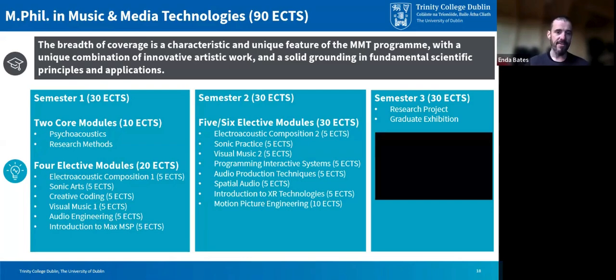In semester 2, students have an entirely elective selection of modules, which will generally be 6 electives unless they take motion picture engineering, in which case it will be 5, because that module is worth 10 ECTS. And again, there's a very broad range of modules here, some of which are a continuation of the modules in semester 1. But we also bring in some new content, such as programming interactive systems, looking at microcontrollers and sensors, and the development of applications using these technologies, and also the creative use of these as well.